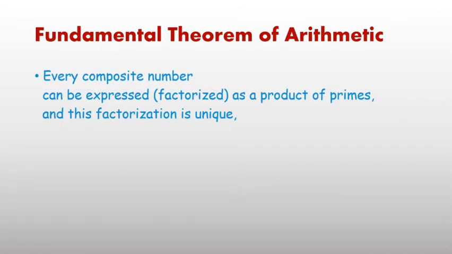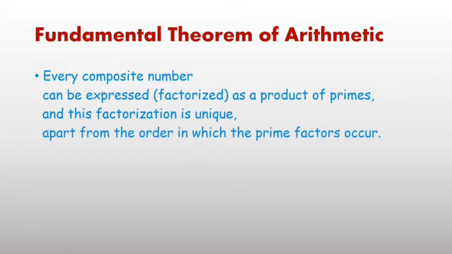And this factorization is unique. It implies the prime factors of 12 are 2, 2 and 3. There are no other prime factors in 12. These factors are unique. We cannot introduce any other prime factor in the factorization of 12. And apart from the order in which prime factors occur, means we can change the position of prime factors. Means 2 into 2 into 3 we can also write as 2 into 3 into 2, or as 3 into 2 into 2.